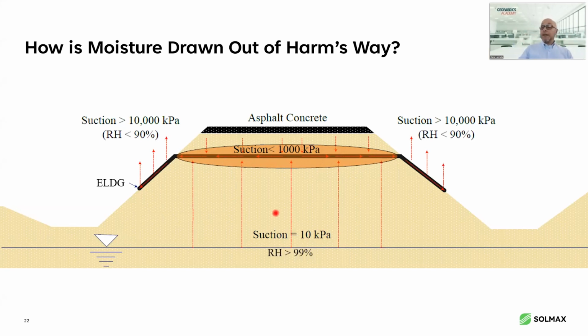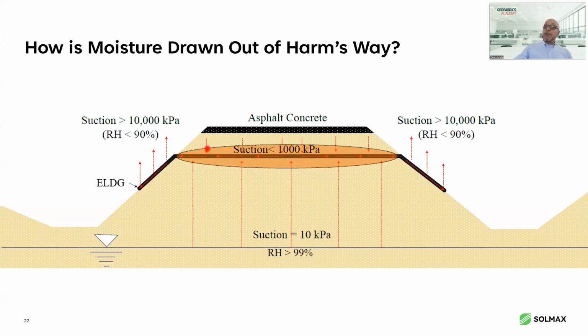So if I look down at the water table, where I have relative humidities in excess of 99%, you'll see that you get very, very low suction levels, in the order of 10 kPa. When you get this capillary action as water rises up in the roadway itself, the higher up you get into the structure, the suction, the relative humidity tends to be a little bit lower. So you might be at 90% relative humidity.